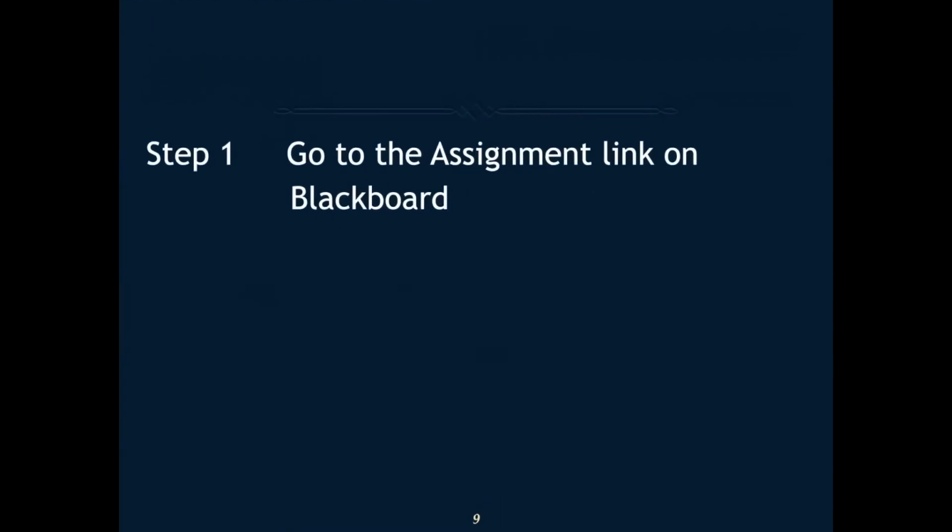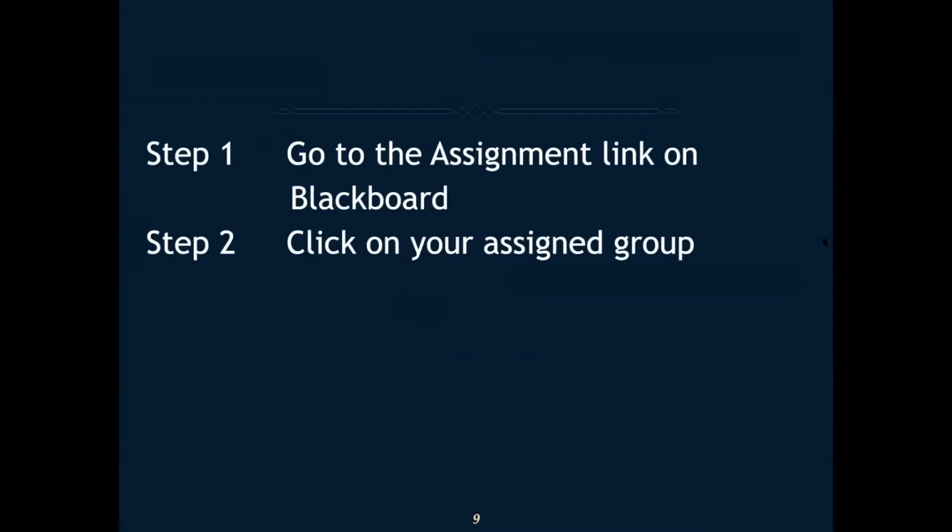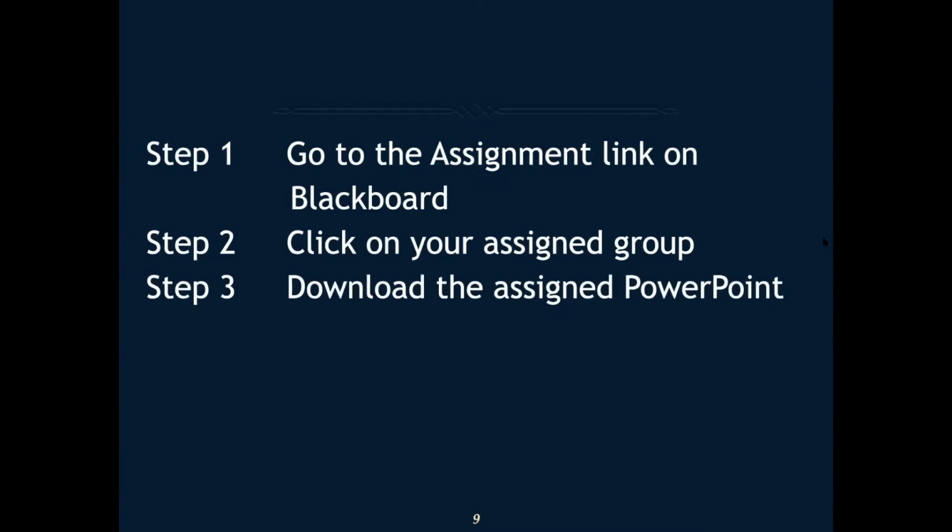The assignment: you will go onto Blackboard and go into the link that says your group assignment. You will click on your group assignment and download the PowerPoint that your group is working on. So if you're in group 1, I don't know what the topics are, but let's say your topic is self-esteem or perception, then you download the PowerPoint that deals with perception. There's another one that deals with relationships, another one that deals with interviewing, and I think the last one deals with interpersonal relationships.